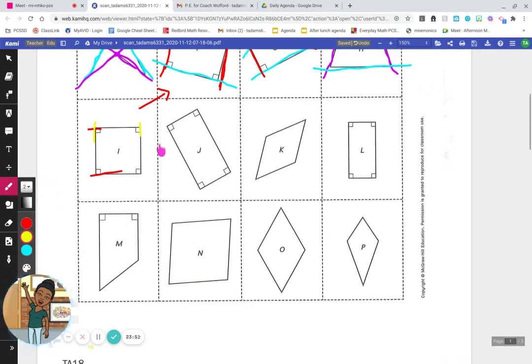Let's do one more together, and then I think you can handle it from here. Looking at quadrilateral J. Quadrilateral J. Let's check the sides out. You probably already know, don't you? Here's 1 pair of parallel sides.